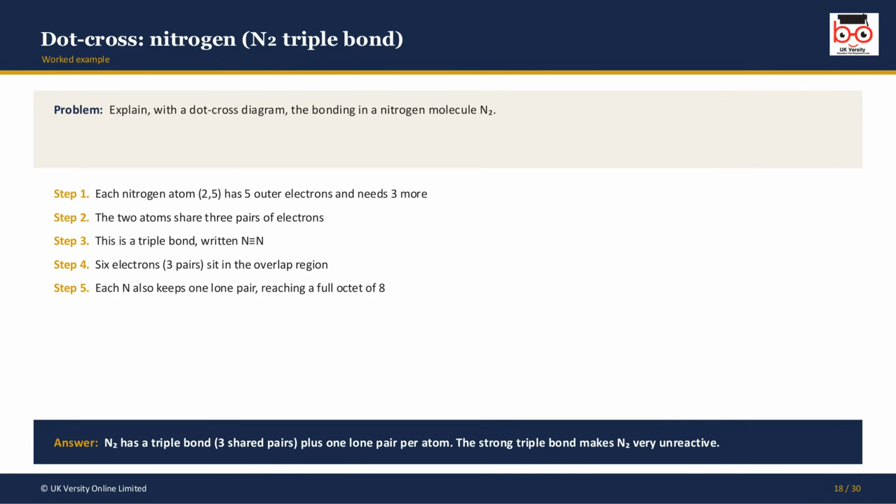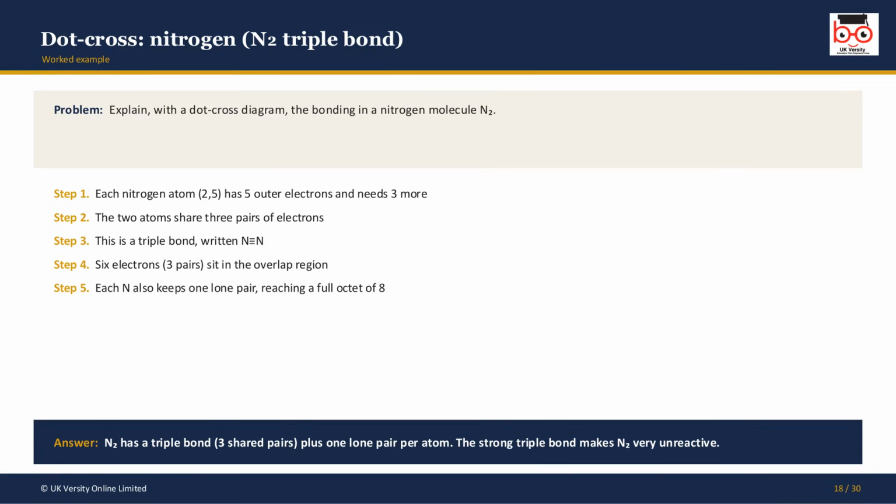Let's tackle the nitrogen molecule. Each nitrogen atom is 2,5, so it has 5 outer electrons and needs 3 more. The two atoms share 3 pairs of electrons between them, which makes a triple bond, written N≡N. 6 electrons, 3 shared pairs, sit in the overlap region. On top of that, each nitrogen keeps 1 lone pair, so both reach a full octet of 8.